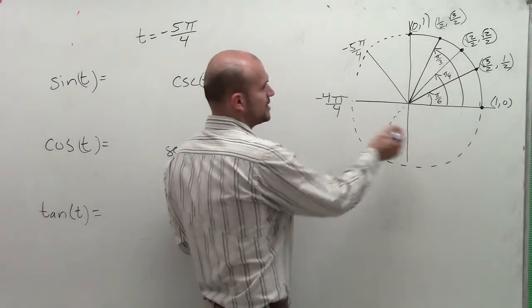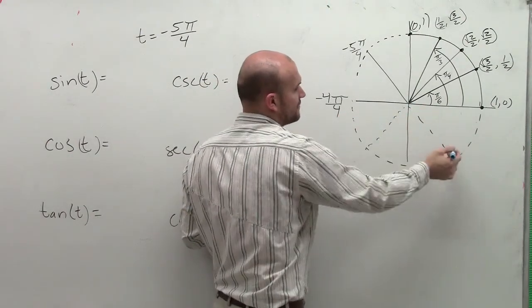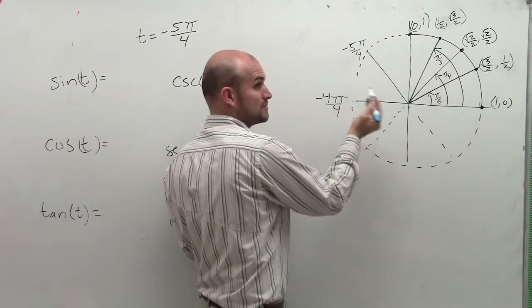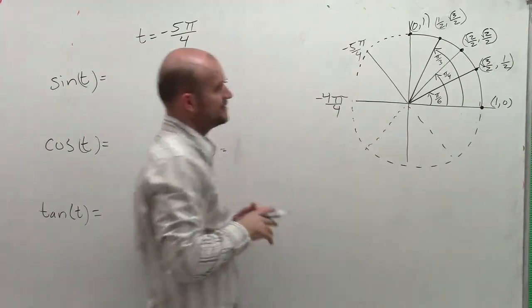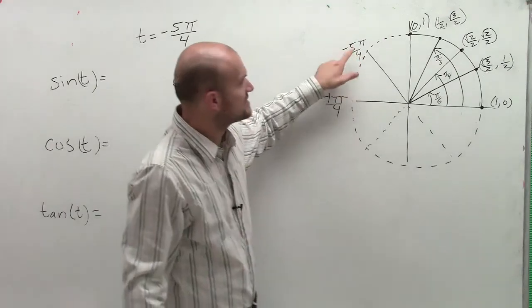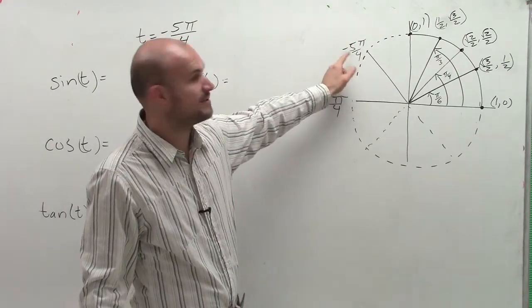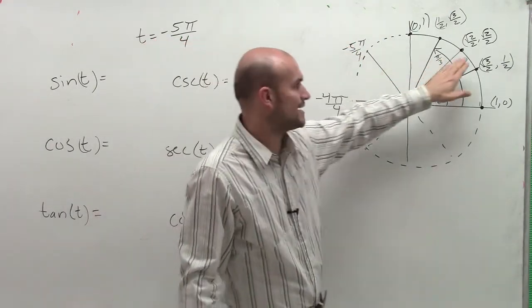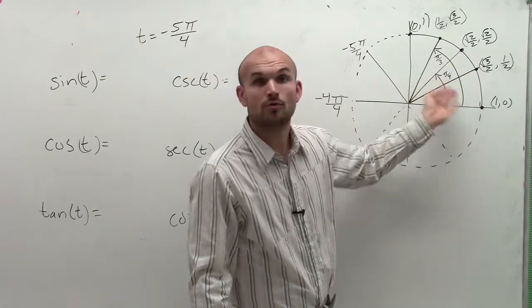And you can see this is breaking up into fourths: 1/4, 2/4, 3/4, 4/4, which is just pi, and then that would be your negative 5/4. So now I need to determine what that point is. Since my denominator is 4, you can see that's going to be a direct reflection of my angle pi over 4.